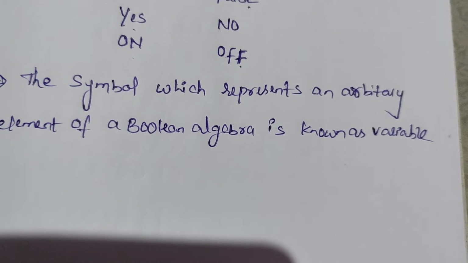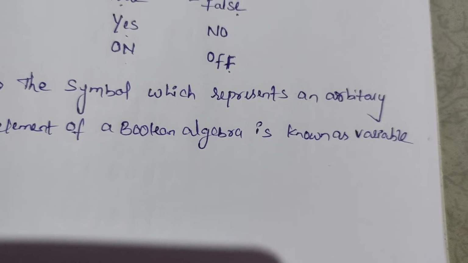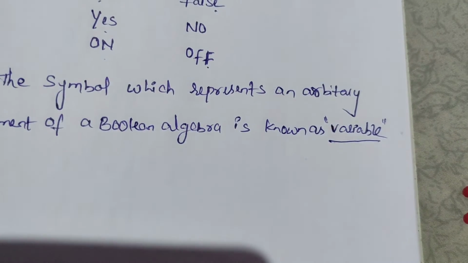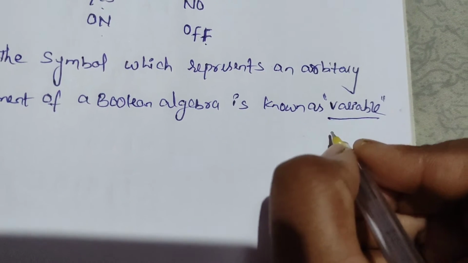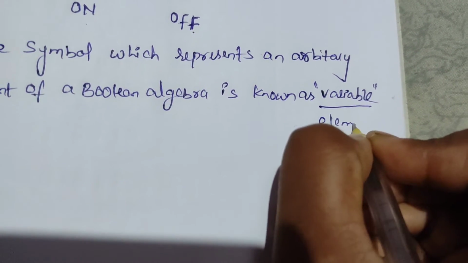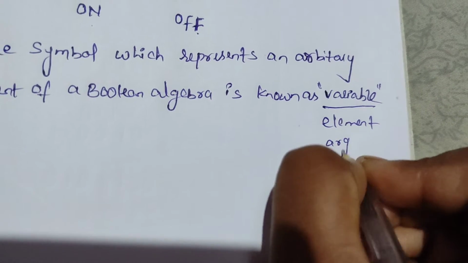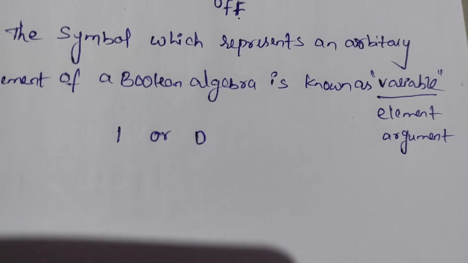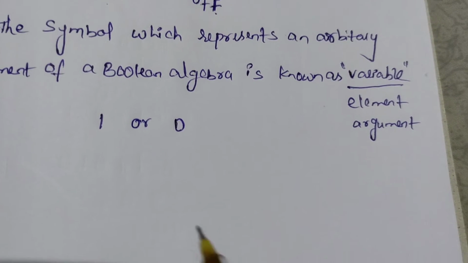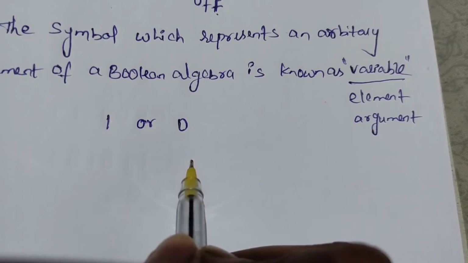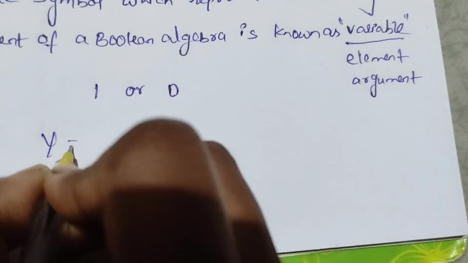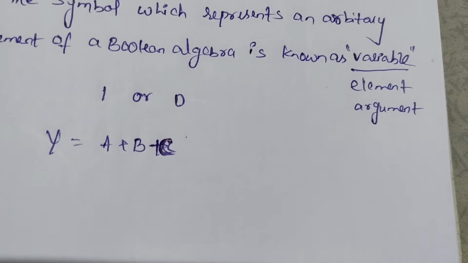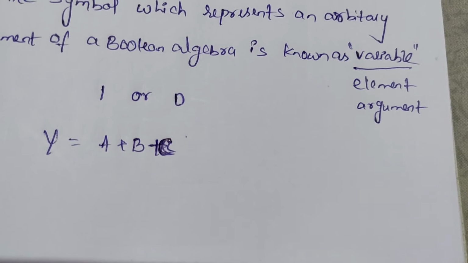The symbol which represents an arbitrary element of a Boolean algebra is known as a variable. It is not only called a variable, it can be called an element, argument, anything we can say. The variable can hold any value, either 1 or 0, or a function which consists of a group of variables, y is equal to a plus b plus c, can hold any of the values 1 or 0.